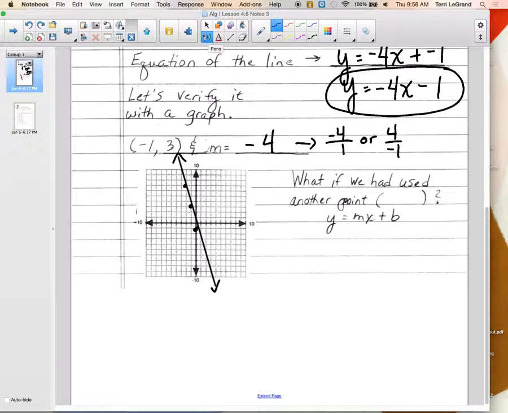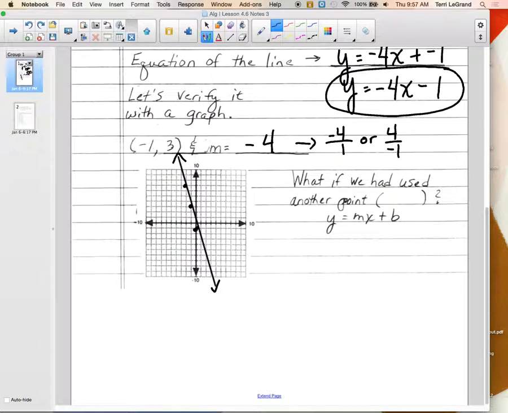Does the behavior of the line match the slope that we were given? It falls from left to right. That's what we would expect the behavior to be. Okay. Well, let's find another point on that line other than the y-intercept and the point that they gave us, and let's see if we had used a different point, would we still have gotten the same result? Would we still have gotten the same y-intercept? Should we? Yeah, we better. Each line only has one y-intercept.